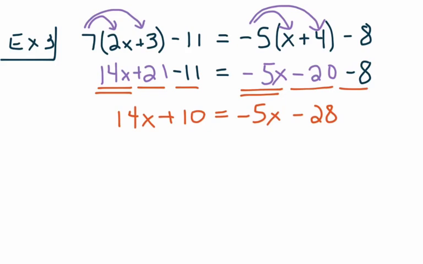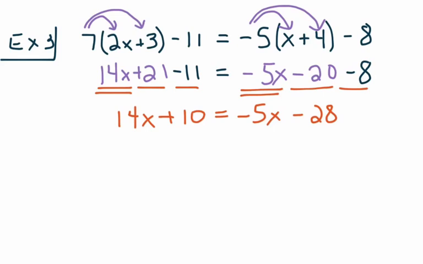Now I've completely simplified both sides of the equal sign. There's nothing more I can do to simplify either the left side or the right side because I'm left with just a variable term and a constant term on the left side and a variable term and a constant term on the right side. Now that I've done all the simplification I can do, now I start moving things across the equal sign.